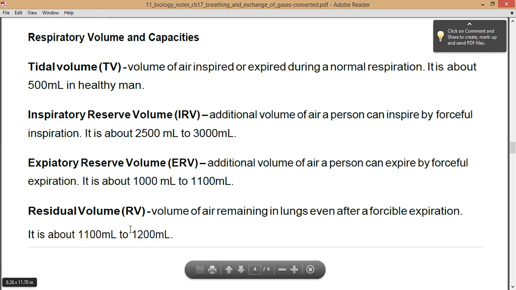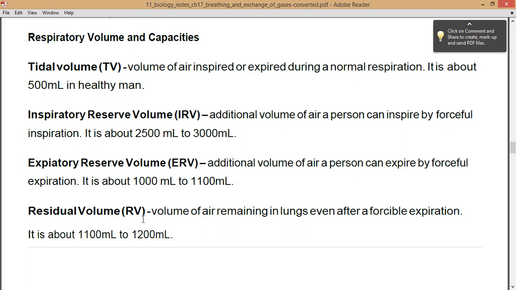Next is residual volume, simply denoted as RV, and that is the volume of air remaining in the lungs after a forcible expiration. If you are forcing your lungs to remove all the CO2, how much air is left over in the lungs? Some amount of air remains inside the lungs when you are forcefully expiring out. That is known as residual volume, and it is about 1100 ml to 1200 ml.